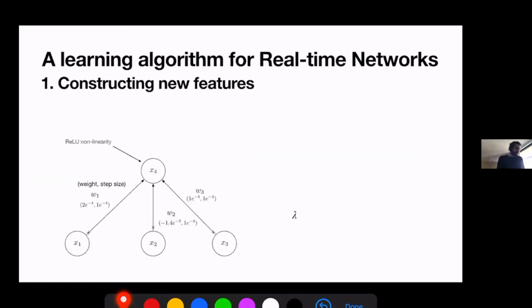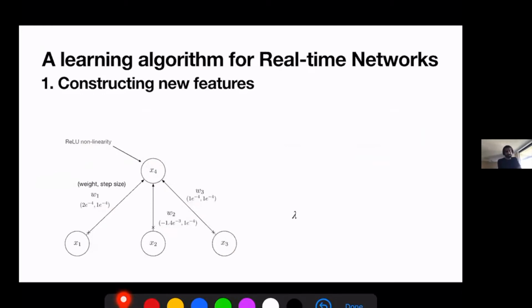So imagine that you have some existing features, x1, x2, x3, and I'm going to select a random subset of them and then connect them to a new feature, x4. And then this feature would have a nonlinearity, for example, ReLU. And the weights for these features would be randomly sampled from a distribution, and the step sizes would also be something non-zero.